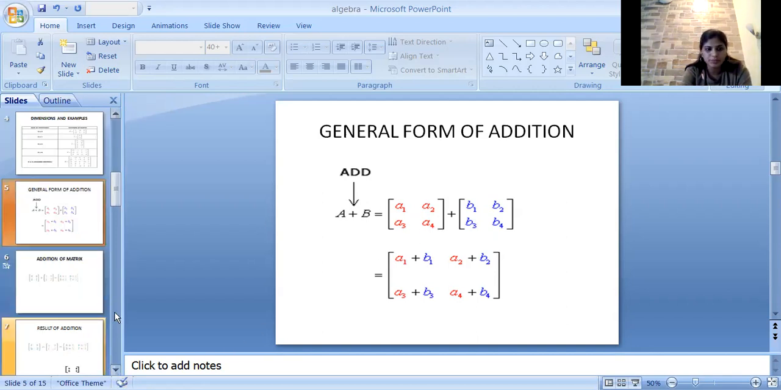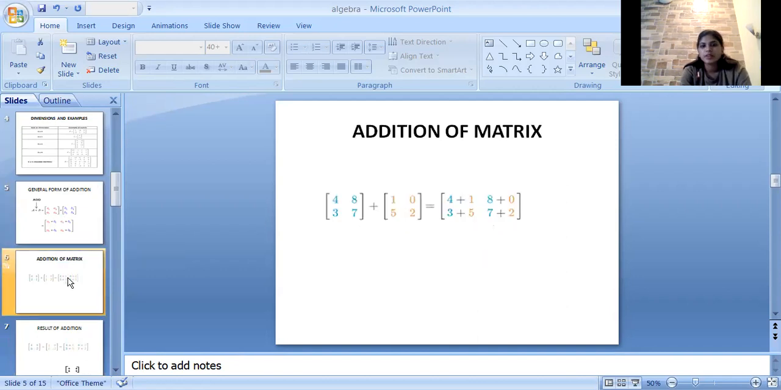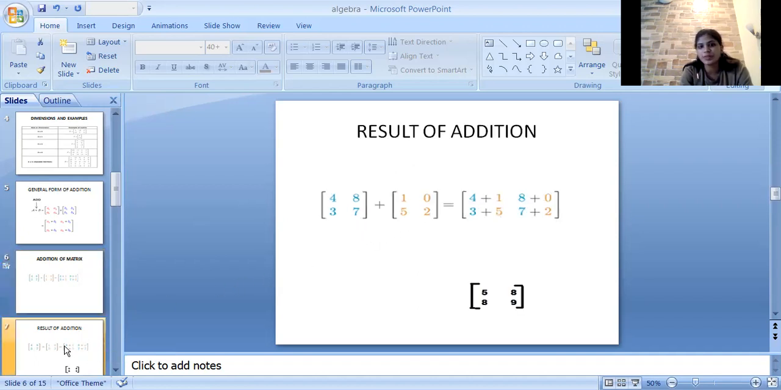Let me clear this with an example. In this example, 4 8 3 7 is matrix A, 1 0 5 2 is matrix B. So here also I'm going to apply the same general form. So I'll be performing addition between A1 and B1: 4 plus 1, 8 plus 0, 3 plus 5 and 7 plus 2. So the result of the addition is going to be 5 8 8 9. So that's your result.